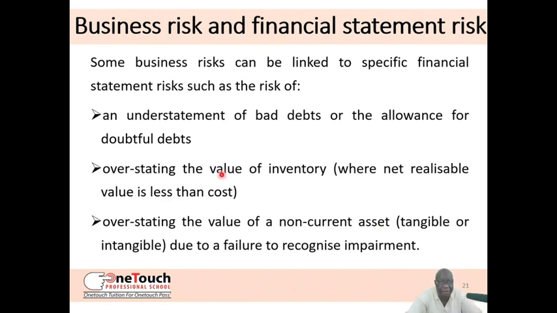Now, business risks and financial statement risks. Let's understand this very well. We are saying that understatement of bad debts or the allowance for doubtful debts is one of the risks. Then we also have overstating the value of inventory. If you overstate the value of the inventory, where net realizable value is less than cost, it is affecting the financial statements. And then we also have overstating the value of non-current assets. If you overstate a non-current asset, tangible or intangible, due to failure to recognize impairment, some assets can get impaired, and once they get impaired, they reduce in value. If you don't take that reduction in value into consideration, it will affect your financial statements.